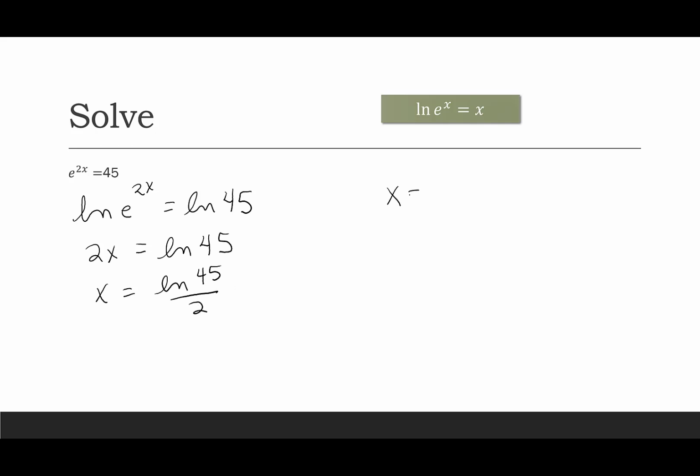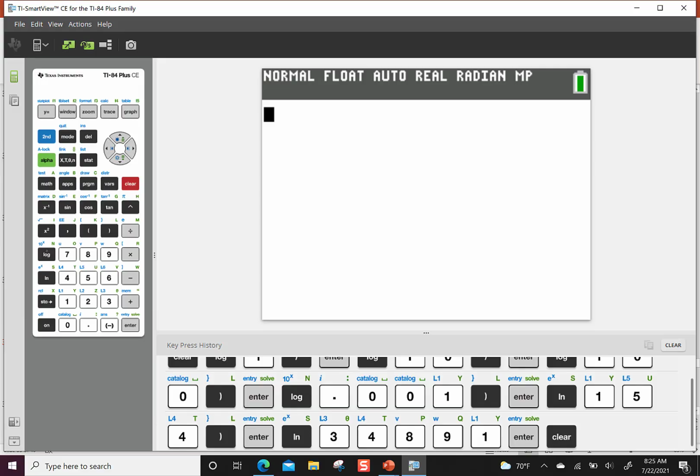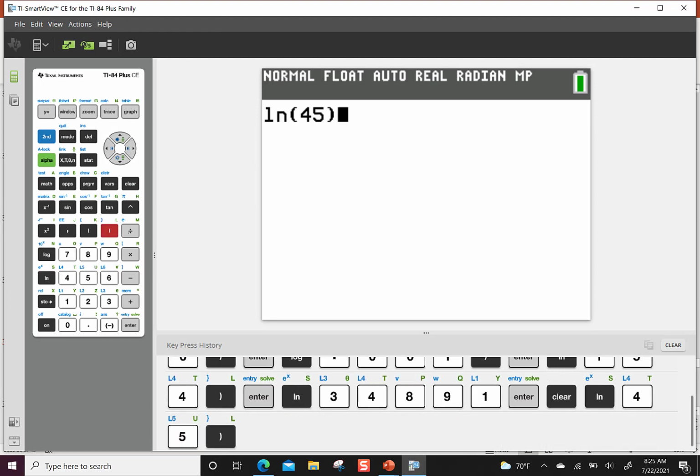I can also get an approximate by going into my calculator and putting the natural log of 45, close the parenthesis, and then divide by 2. This gives me 1.9033. Be careful with your calculator. Make sure you put the parentheses in, and you do not divide 45 by 2. That'll give you a completely different answer. Let me show you that. So watch, I have the natural log of 45, close the parenthesis, then divide by 2.